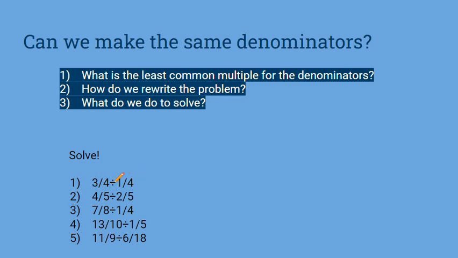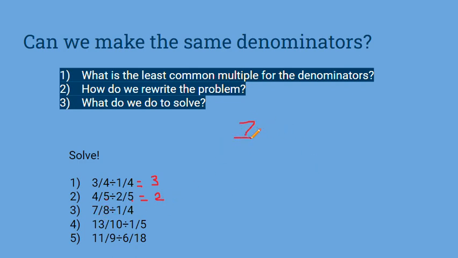So 3/4 divided by 1/4. They already have like denominators, right? So really it's just 3 divided by 1. That gets me 3. 4/5 divided by 2/5. Again, I already have like denominators. So I'm really thinking about 4 divided by 2, which is 2.